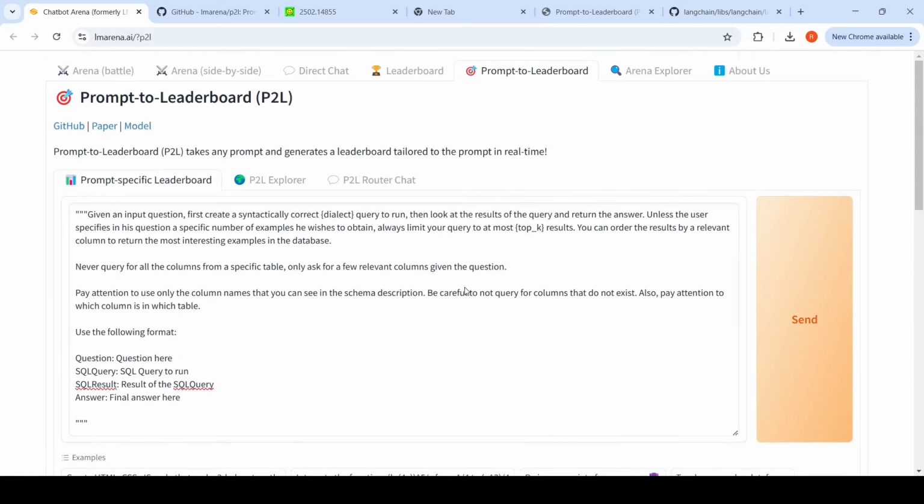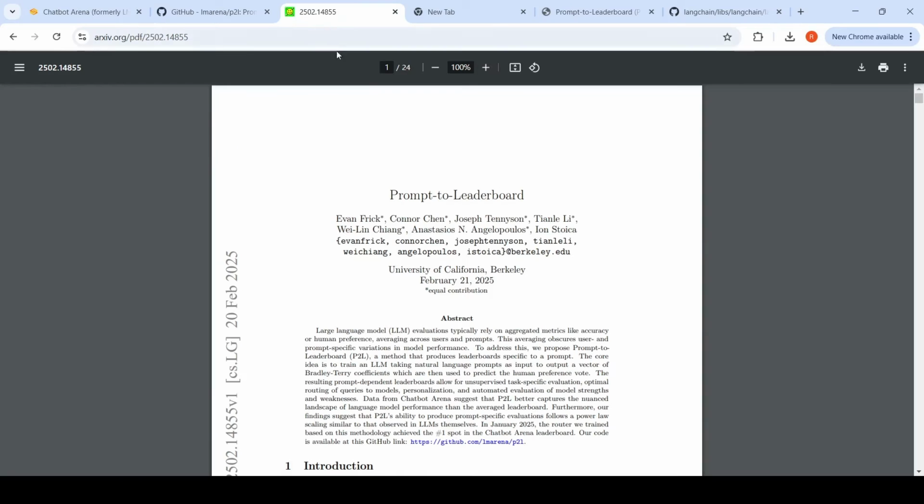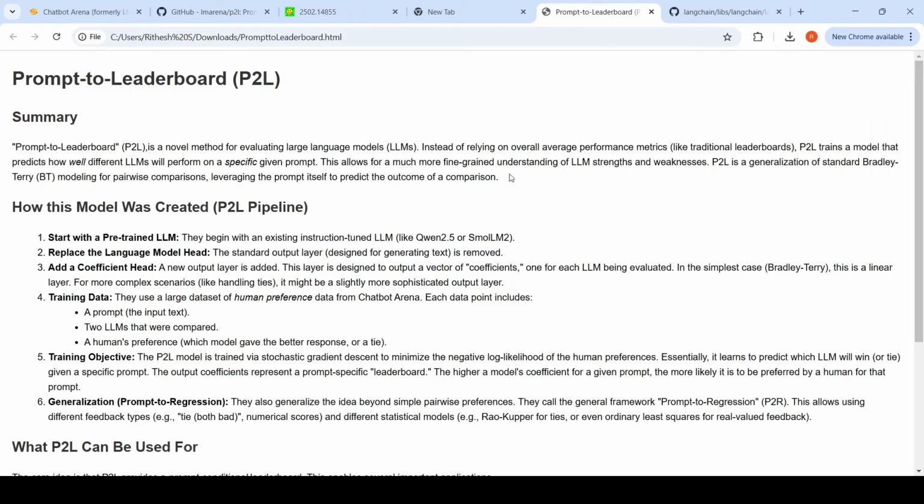So how did they create this particular Prompt-to-Leaderboard? The authors from LLM Arena have released this paper, so let me go to a summary of this Prompt-to-Leaderboard paper. Prompt-to-Leaderboard is a novel method for evaluating large language models. Instead of relying on average performance metrics like a traditional leaderboard, it trains a model that predicts how well different LLMs will perform on a given specific prompt. So that is the idea over here. They have trained a model to do this prediction for you. This allows for a much more fine-grained understanding of LLM strengths and weaknesses. It's a generalization of standard Bradley-Terry coefficient modeling for pairwise comparisons.